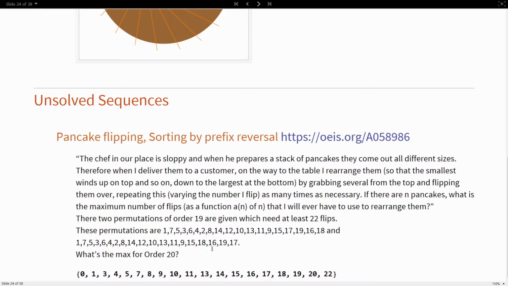Now, one curiosity about this problem is that a paper on prefix reversal, or flipping pancakes, one of the first major papers about this, was written by Bill Gates of Microsoft. It's his only mathematical paper.